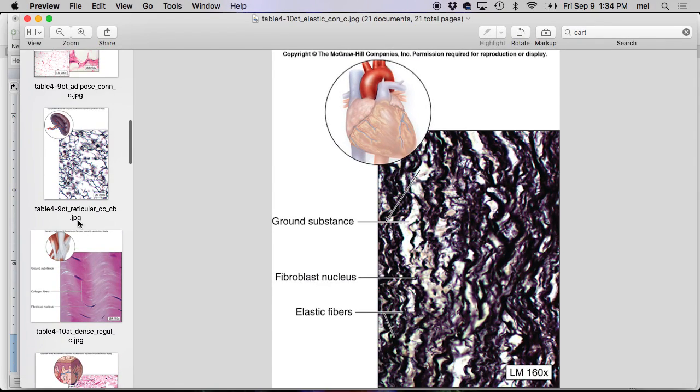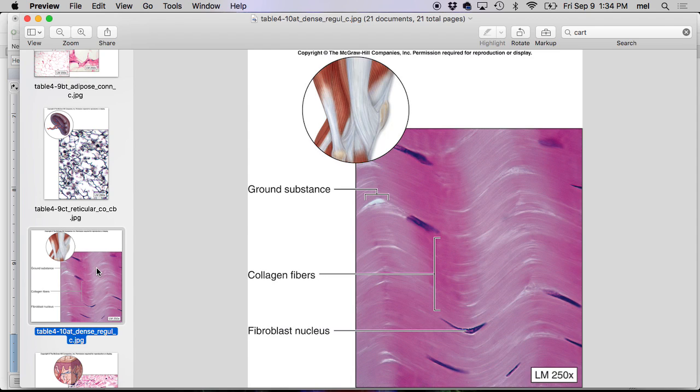Let's look at the first one. This is dense, regular connective tissue. So you can tell it's dense. Do you see why it's called regular? Because the fibers are very regular. They're all parallel to one another. It does not look like a mess, right? So this is dense, regular connective tissue, okay? And so this tissue is phenomenal as long as you pull on it this direction, right? If you pull on it this direction, it's not.